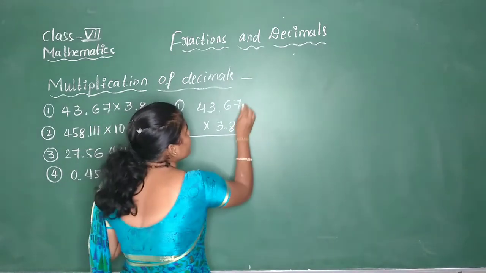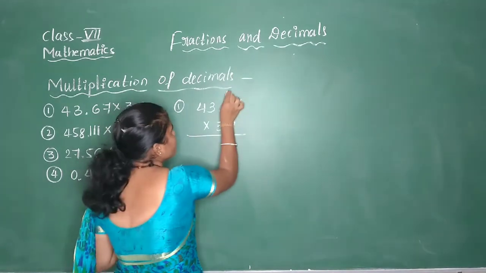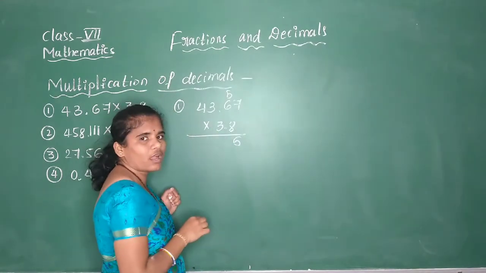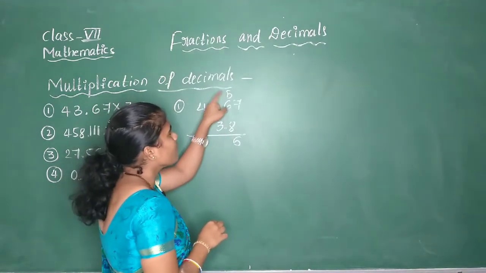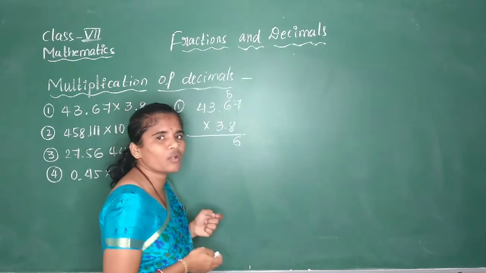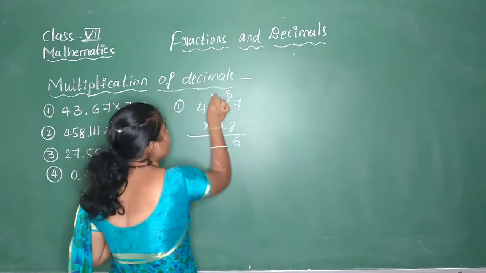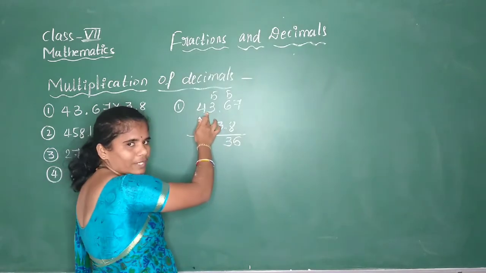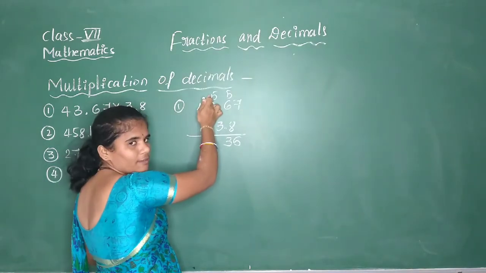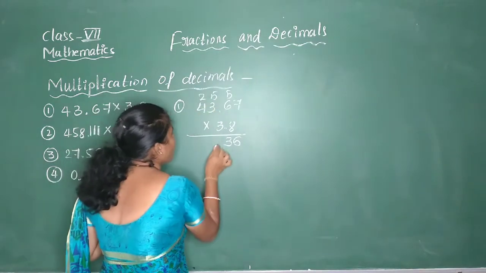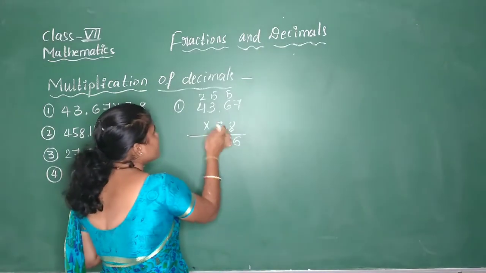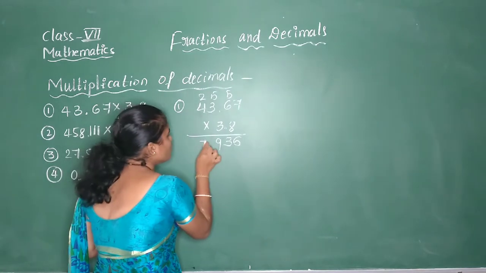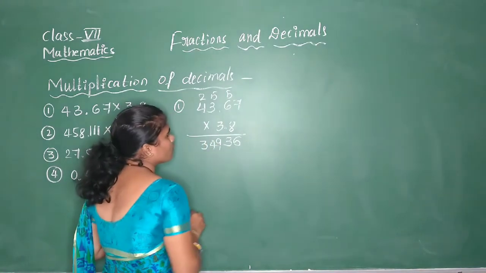8 sevens are 56. 8 sixes are 48, 48 plus 5, how much will you get? 53. Next, 8 threes are 24, 24 plus 5, 29. Next, 8 fours are 32, 32 plus 2, 34.